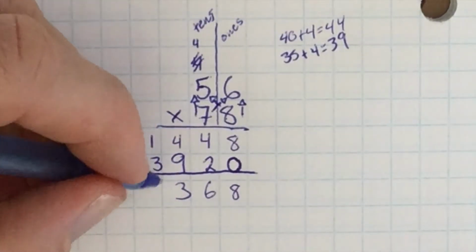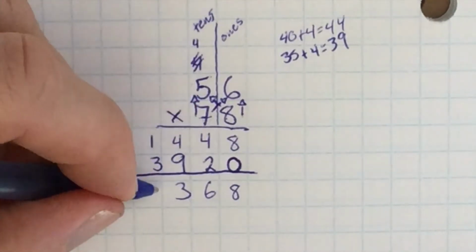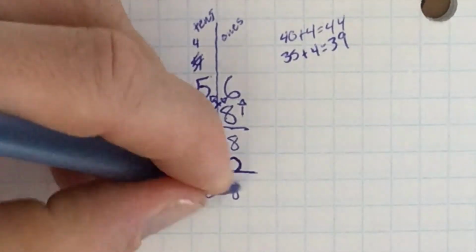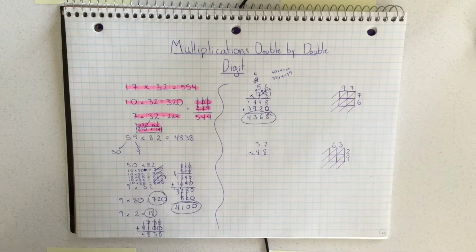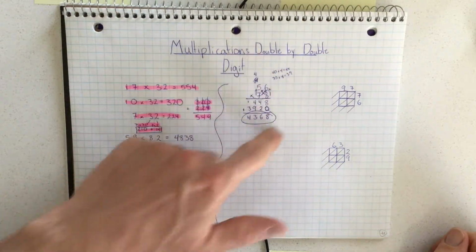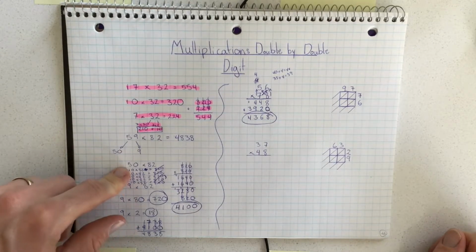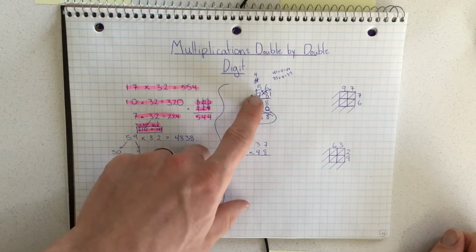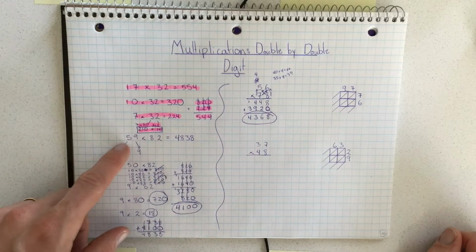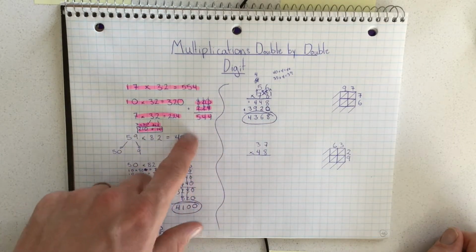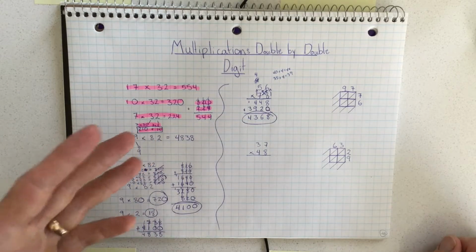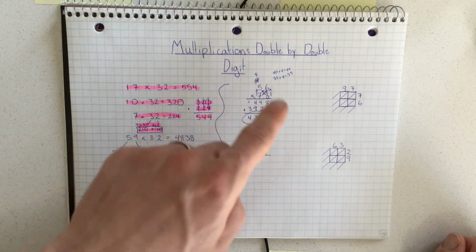I regroup a 1 because I know 9 and 4 are 13. And we're left with a product of 4,368. You can see that we have taken up far less space than those other 2 problems. And arguably, the number we're using over here, 56 multiplied by 78, is roughly the same size in groupings. Even our product is similar in size. So you can see this takes up far less space.